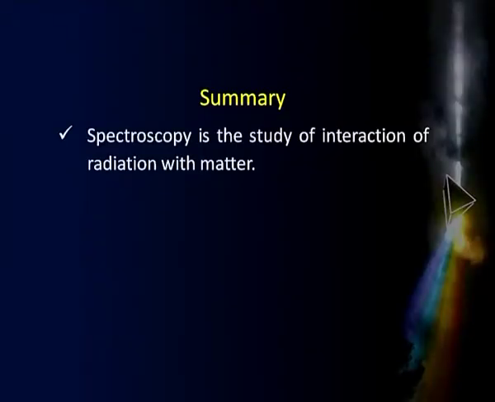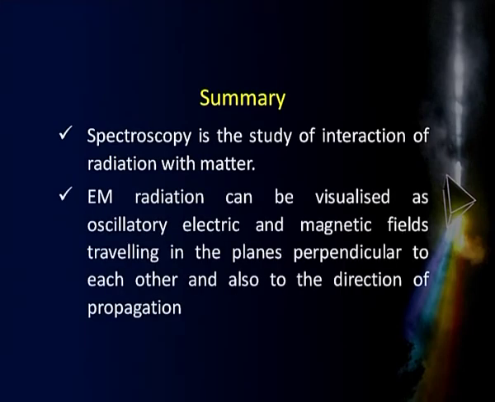So, let us try to now quickly sum up what we have done today. We have just tried to understand what is spectroscopy, what is the domain of spectroscopy. We realize that spectroscopy is a study of interaction of radiation and matter, and it has got a wide variety of applications across. Thereafter, we visualize EM radiation to be oscillatory electrical and magnetic fields which are travelling in planes perpendicular to each other and also to the direction of propagation.